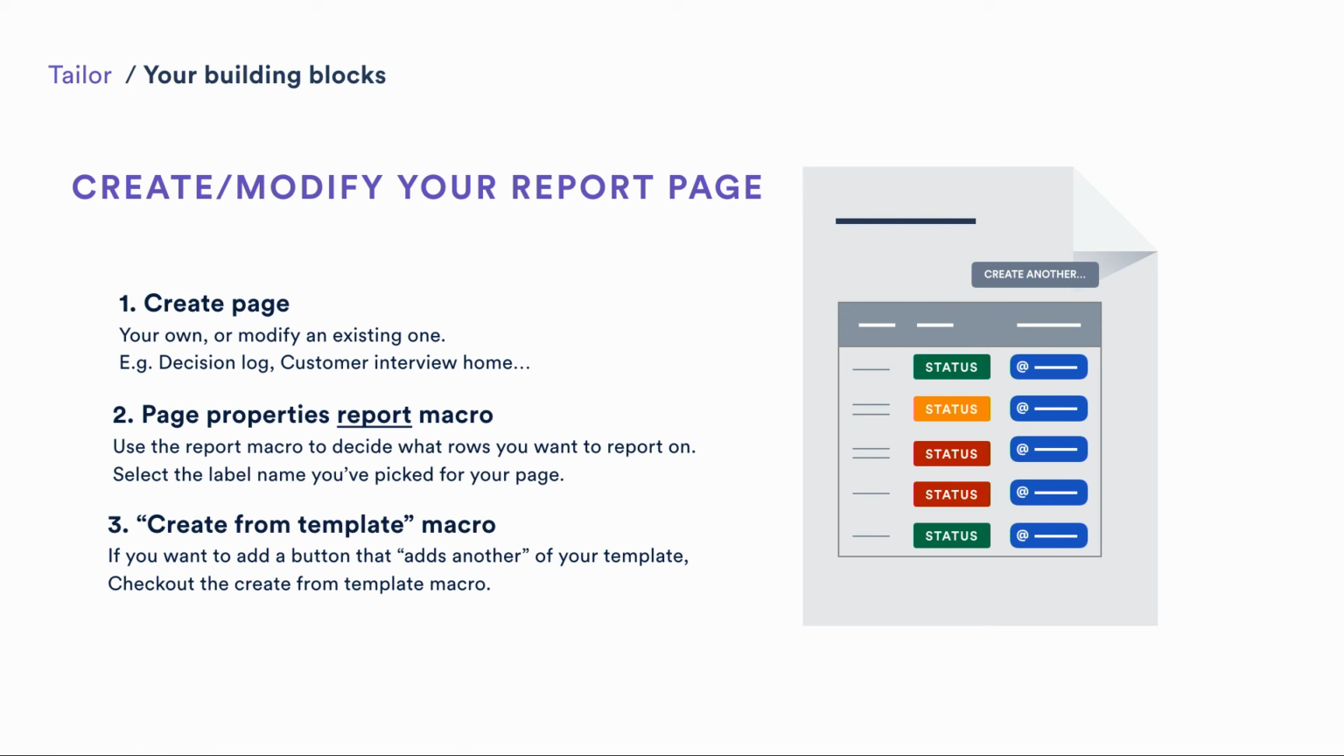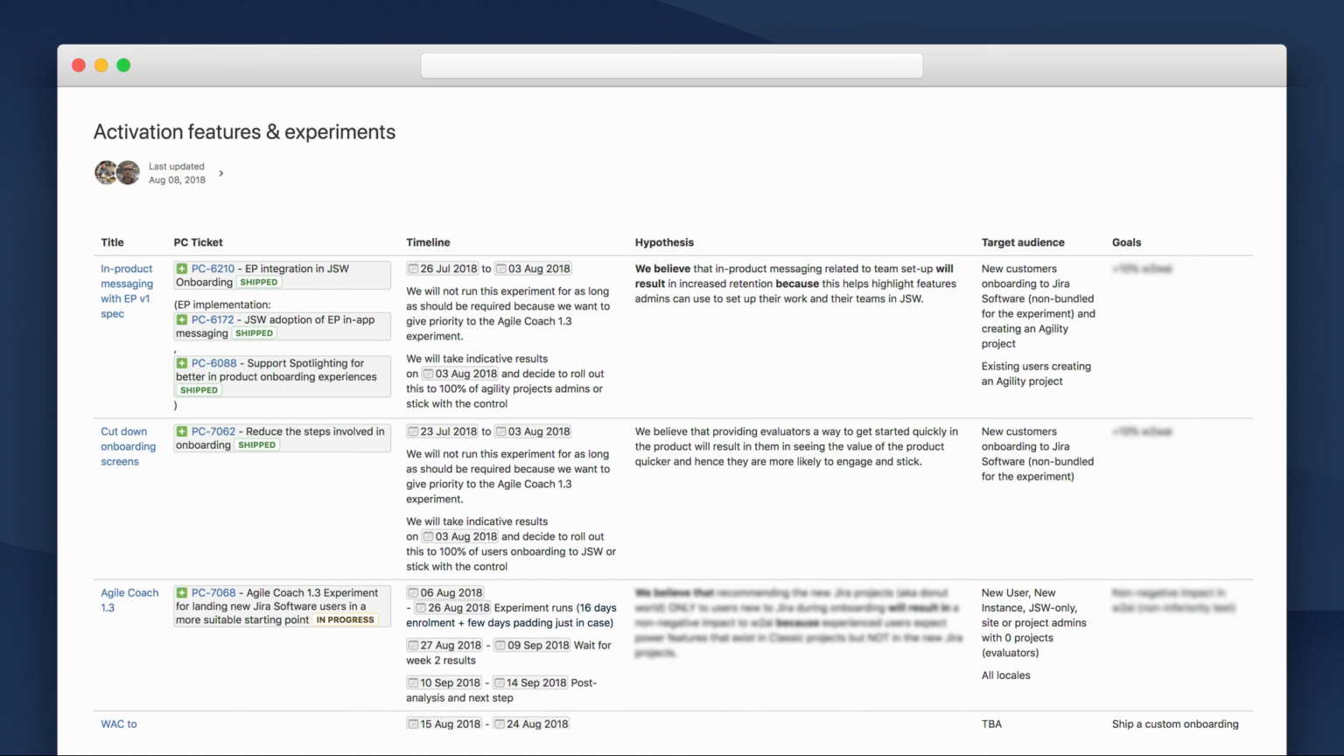So you're creating a page with a label and you're using another page that's using the page properties report to report on that label. And if you want to create another, you know the customer interview example I showed you. So create another interview, create another whatever it is, use the create from template example. So let me give you lots of examples of this. So I've gone on our intranet and I've searched for pages that use these macros just to give you a feel of the different use cases.